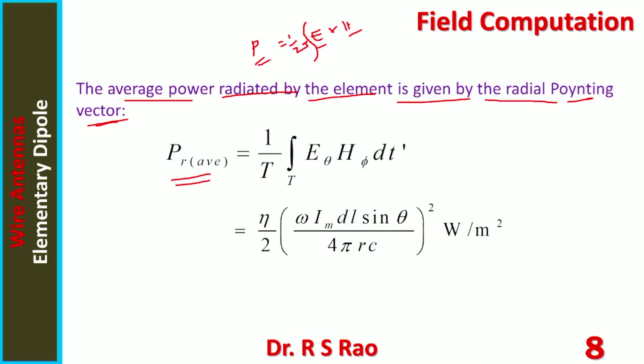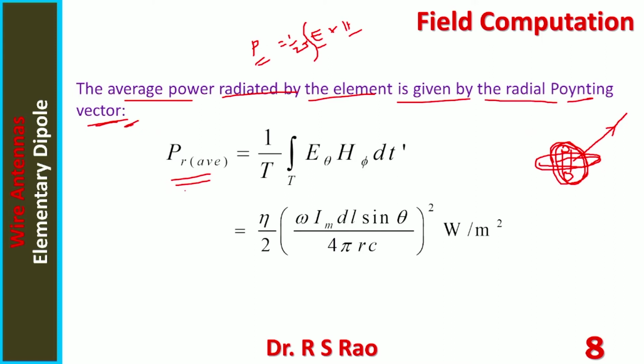P is a vector. It has three components: radial component, theta component (polar component), and phi component (azimuthal component). See, this is a dipole. Radial component means power flowing away. Polar component means power that is rotating around the dipole in a vertical plane. That is the theta component. Phi component or azimuthal component is one which is rotating in a horizontal plane. So theta component, phi component, they are powers that rotate around the dipole, whereas radial component represents the power that is moving away to far away places.